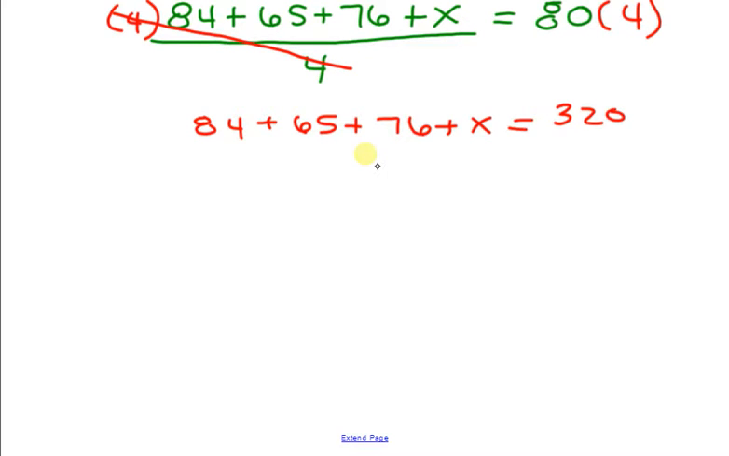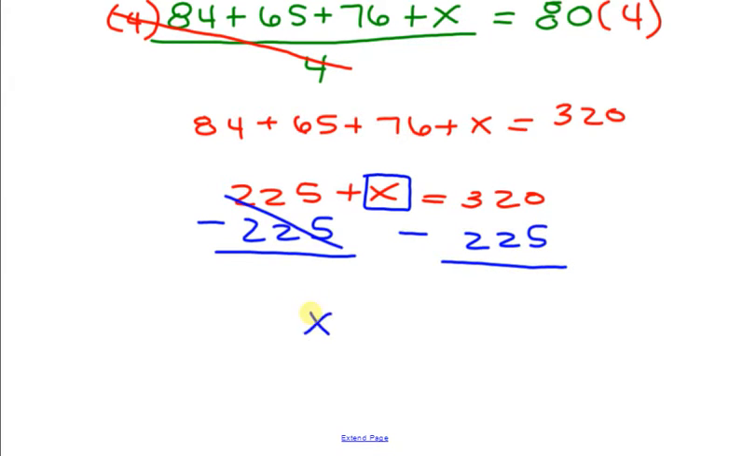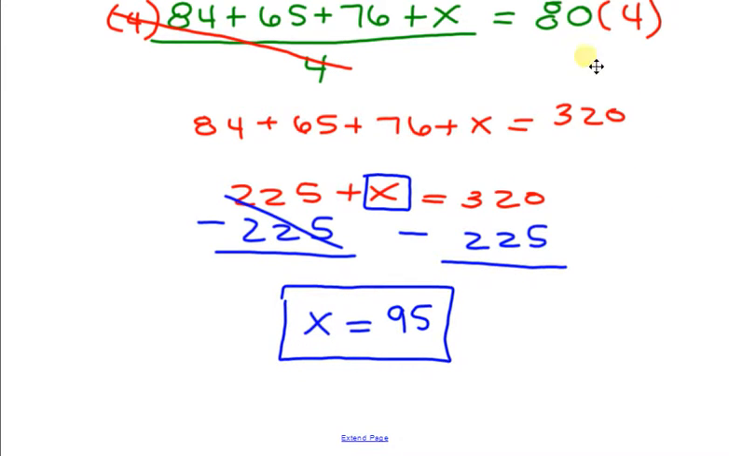So 84 plus 65 plus 76. That's going to give me 225 plus x equals 320. Now, I have a one-step equation. Box my variable. 225 is being added, so I'm going to subtract it. These guys cancel. I'm left with x equals, and 320 minus 225 is going to be 95. So he needs a 95% on his last test if he wants an overall average of 80.